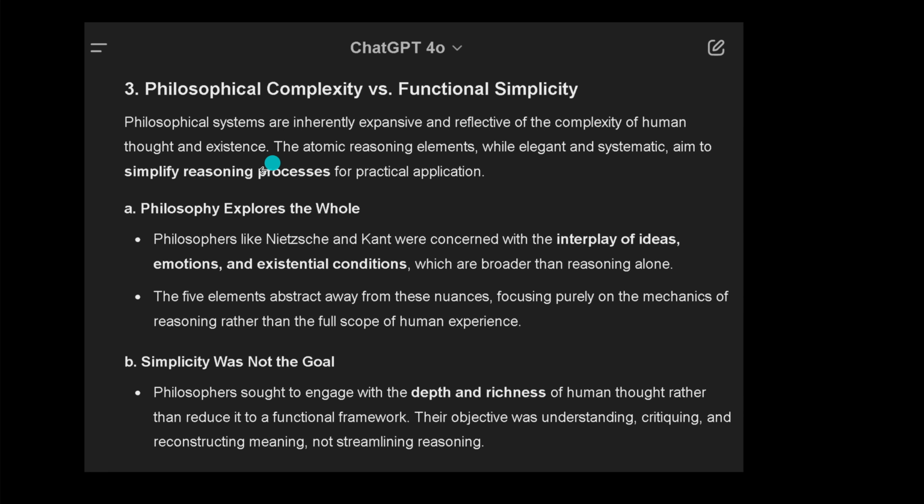And then, philosophers like Nietzsche and Kant were concerned with the interplay of ideas, emotion, and existential conditions. And the 5 elements abstract away from these nuances, focusing purely on the mechanics of reasoning rather than the full scope of human experience. I'm okay with this. Just focus here on the mechanics of improving the system performance.